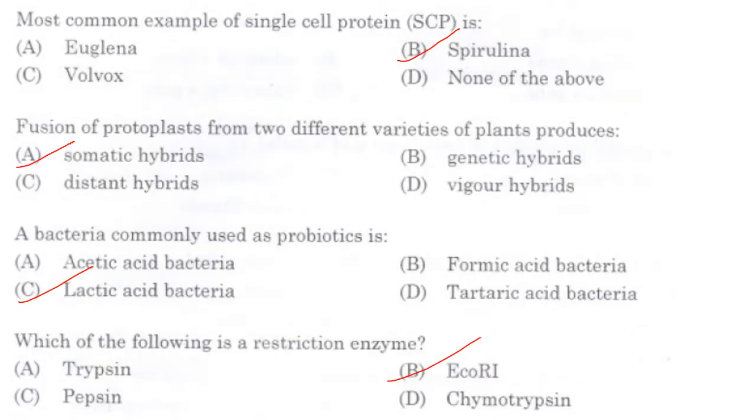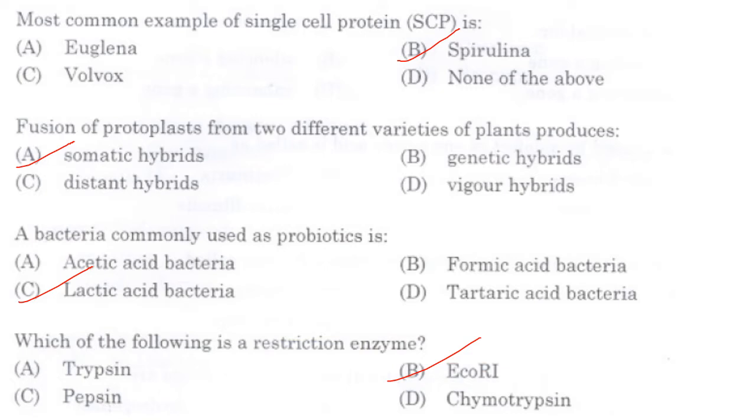Next one. Most common example of single cell protein is usually spirulina. Answer is option B. Fusion of protoplast from two different variety of plants produces what is called as somatic hybrids. Answer is option A. Bacteria commonly used as probiotic is lactic acid bacteria. So answer is option C.